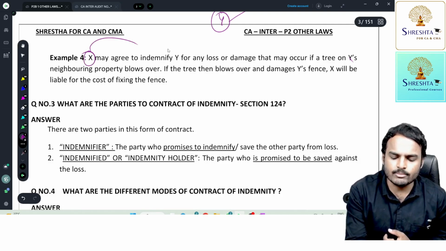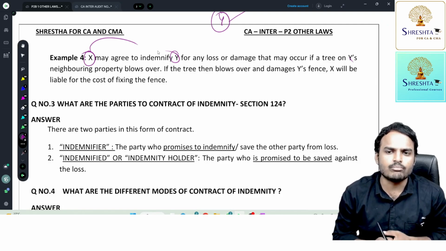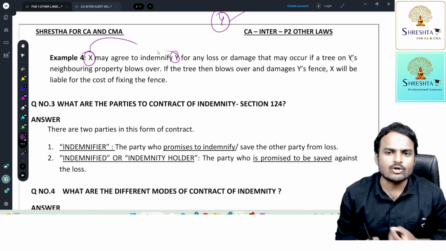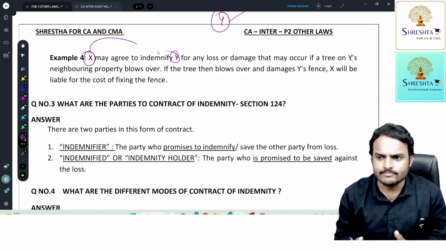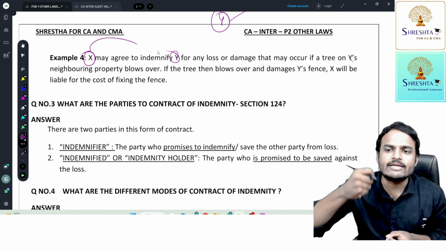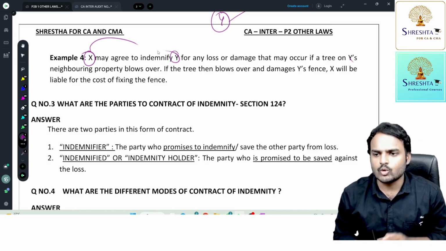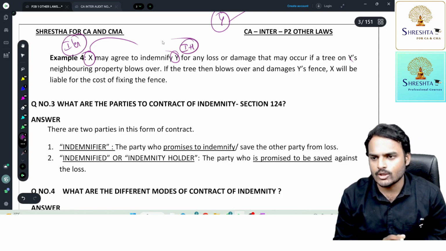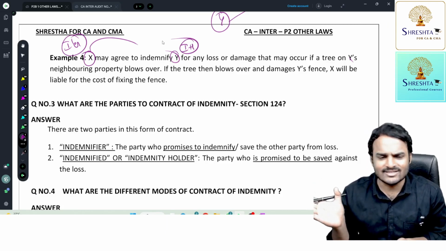X may agree to indemnify Y. That means X is the promisor, Y the promisee, for any loss or damage that may occur if a tree on Y's neighboring property blows over. If the tree then blows over and damages Y's fence, X will be liable for the cost of fixing the fence. Yes, because X daily is growing the tree. Because of X's conduct, if the tree grows up and damages Y's fence, then X is liable to compensate Mr. Y. So who is the indemnifier? X is the indemnifier. Who is the indemnity holder? Y is the indemnity holder. And here the loss would be caused due to whose conduct? X's conduct only, not the tree's conduct. A tree is not a person.